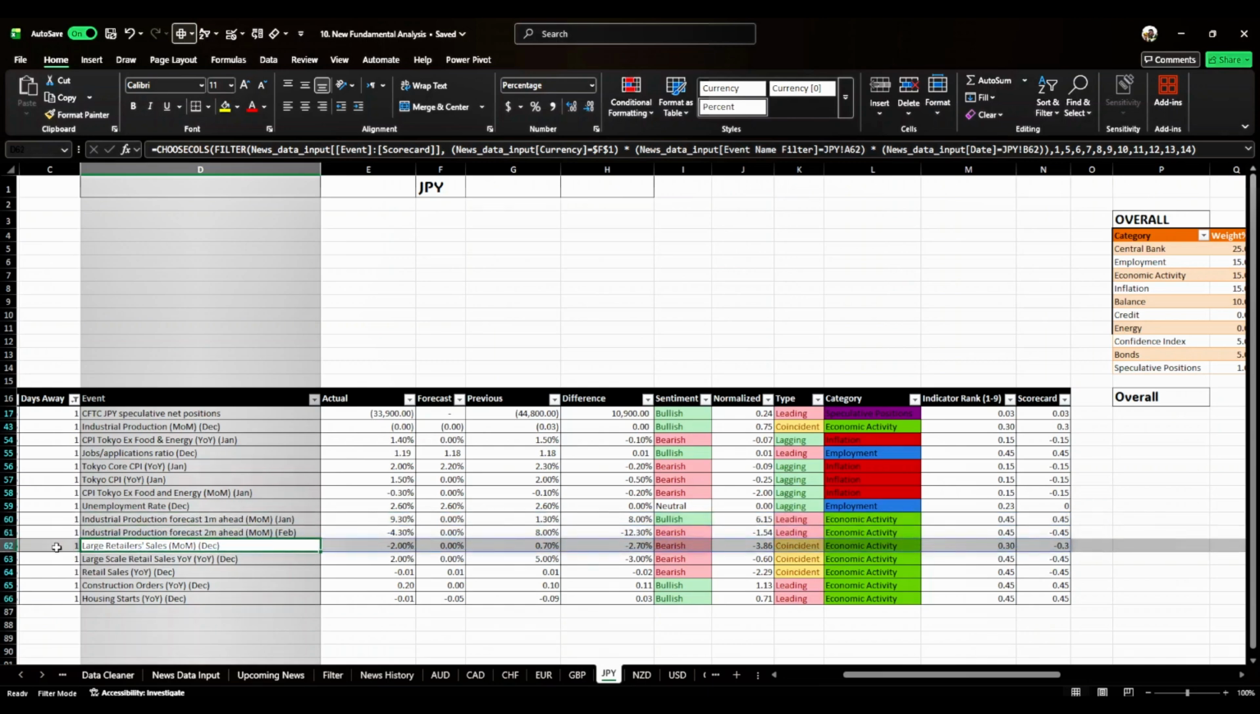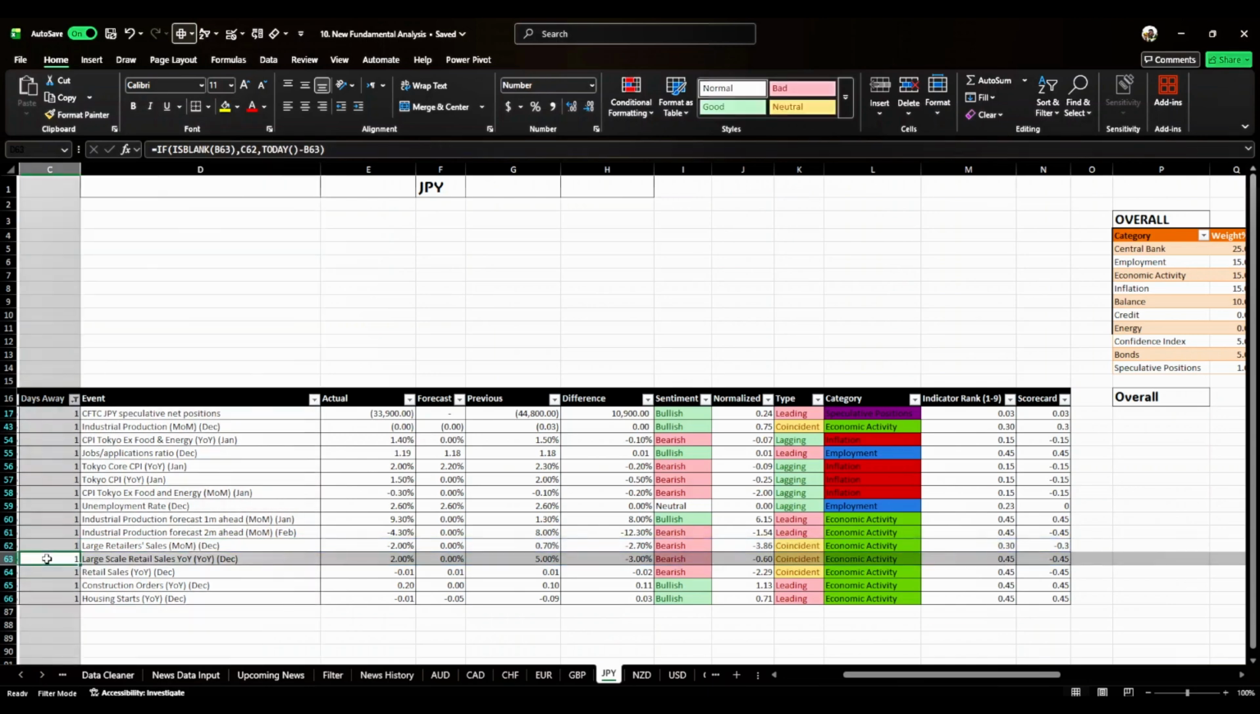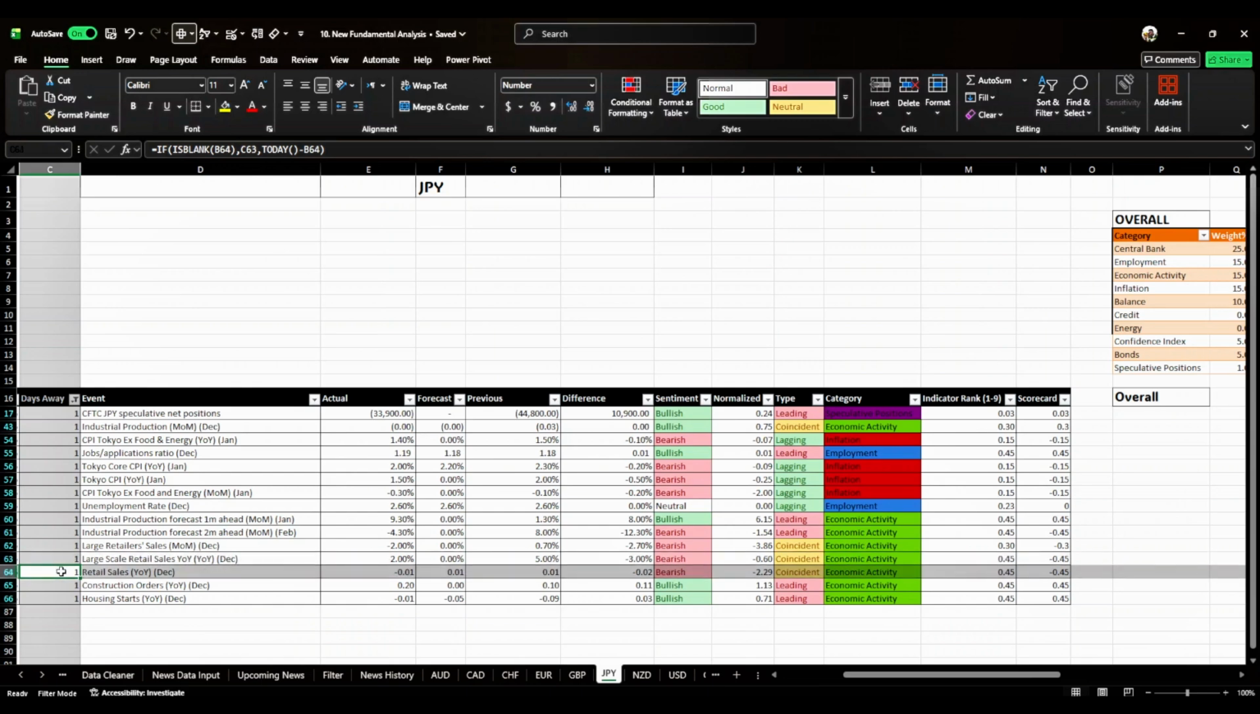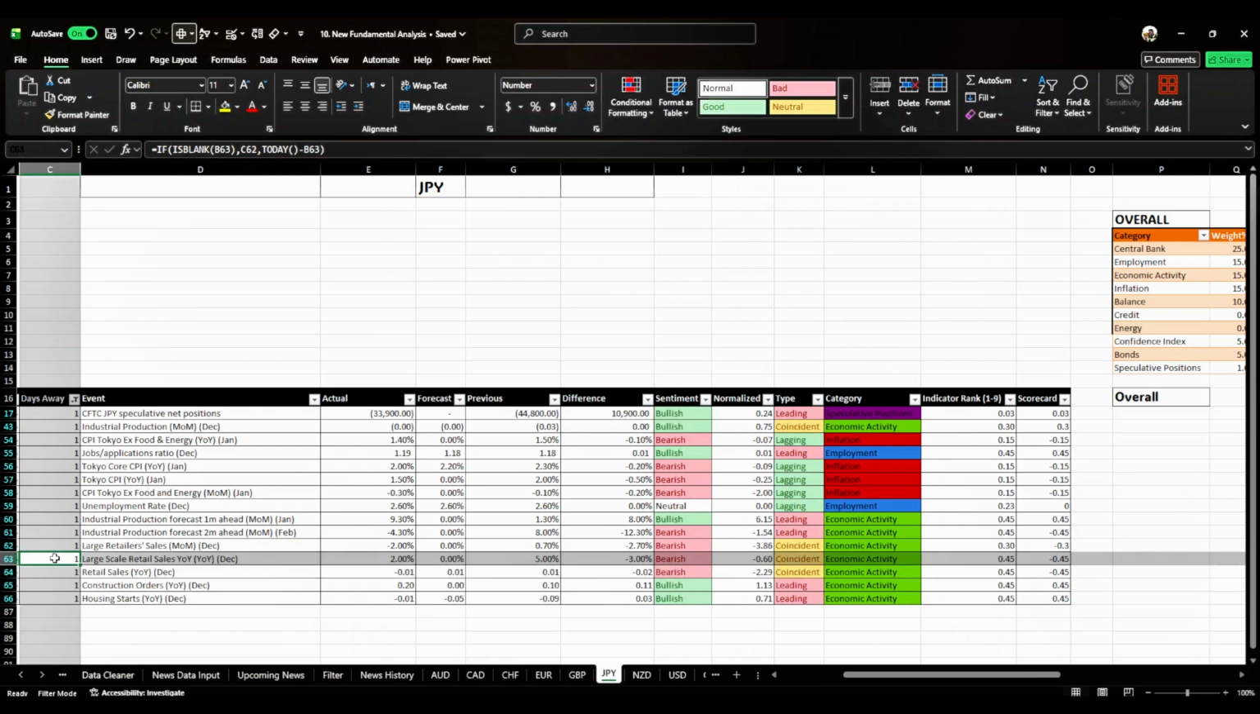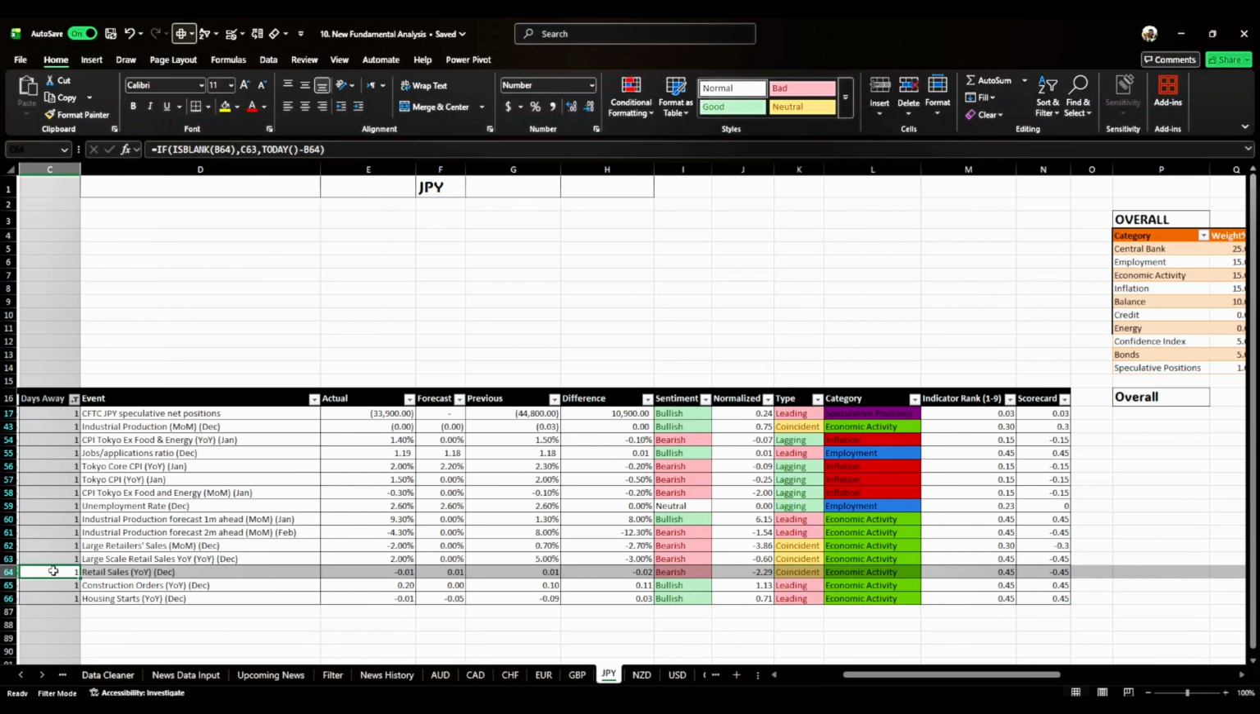The large retail sales month over month is bearish. Wow, lots of bearish news here. The large scale retail sales is bearish. The retail sale itself, now there's a large scale year over year, and then there's the retail sale year over year. So when they say large scale, they mean large scale retail sales. But when they say retail sales, they mean the large scale, the small scale, the medium scale all together, right? All of them put together year over year, is also bearish.